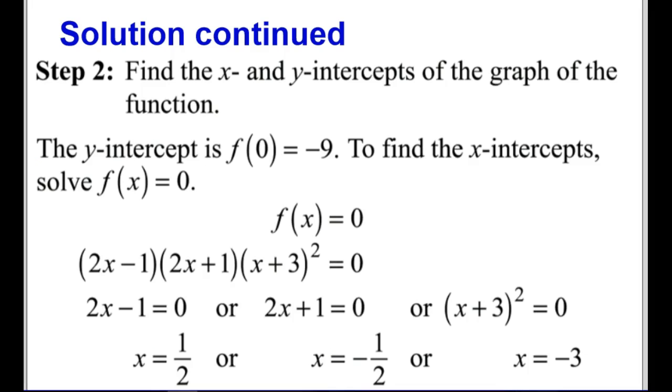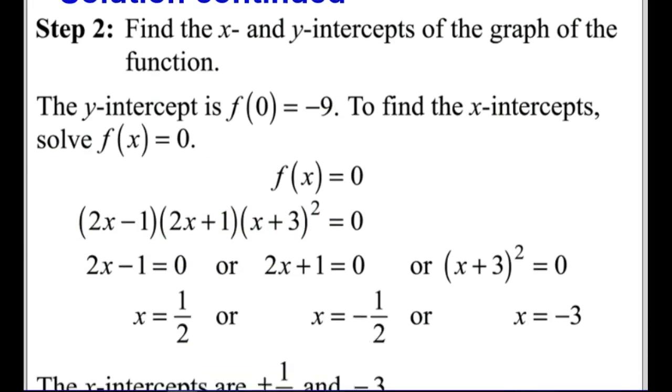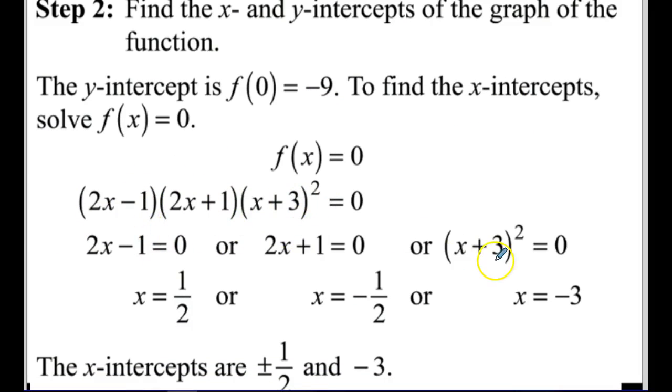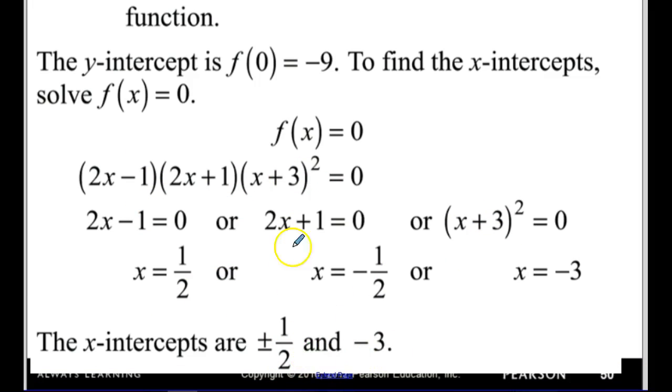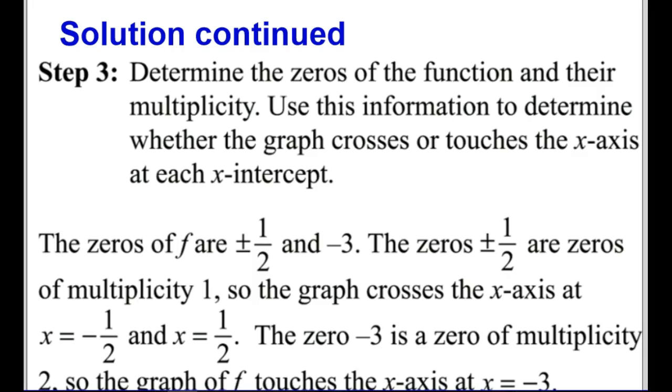Okay? Then the next thing I want to look at is finding my x and y intercepts. So for my y-intercept, again, I plug in 0 for x and I find that I have -9. My x-intercepts I can solve. And this is handy because this is already factored for me. So I just set each piece equal to 0 and solve. So my x-intercepts are plus or minus 1/2 and -3. And then I have my y-intercept of -9.